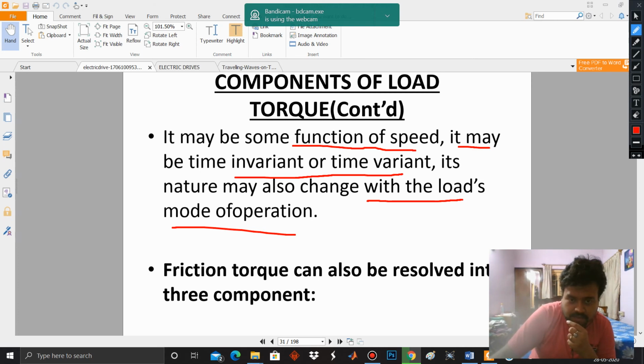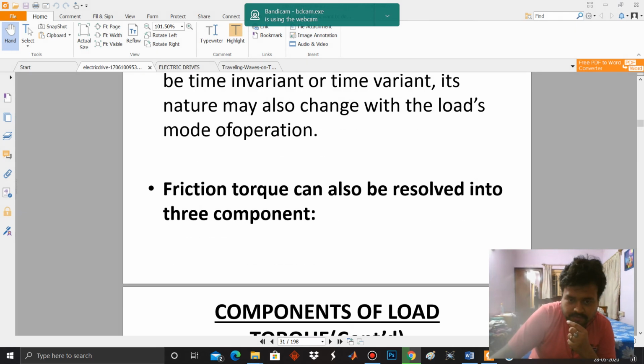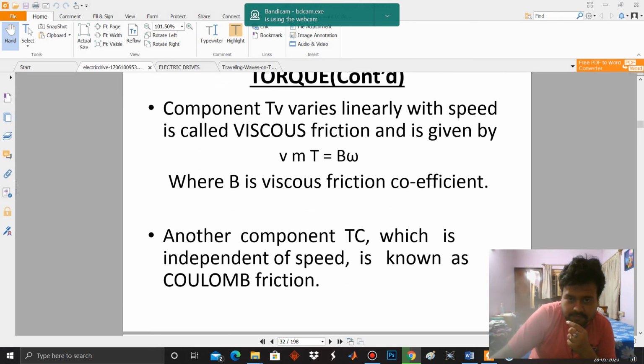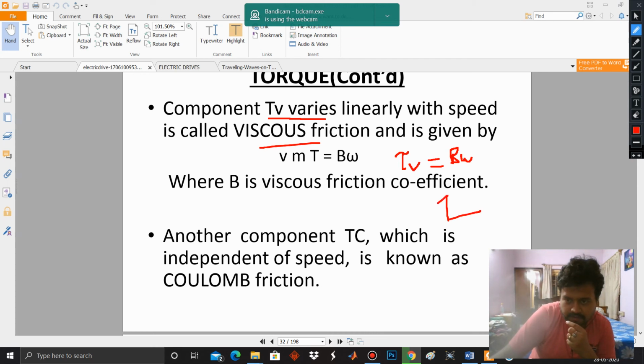So the frictional torque can be resolved into three components. Number one, the viscous friction. It is denoted by tau V. It is equal to B omega. So if we draw the graph, this we have already shown. So tau V versus omega, that will be a straight line.